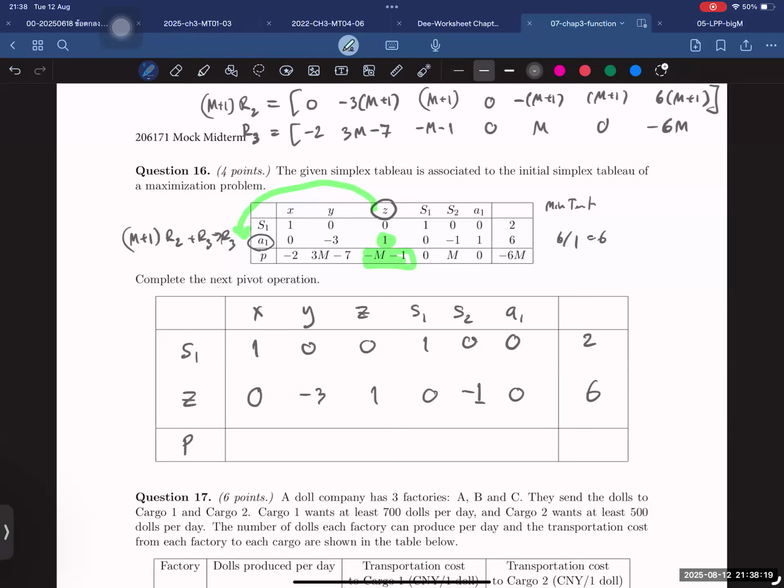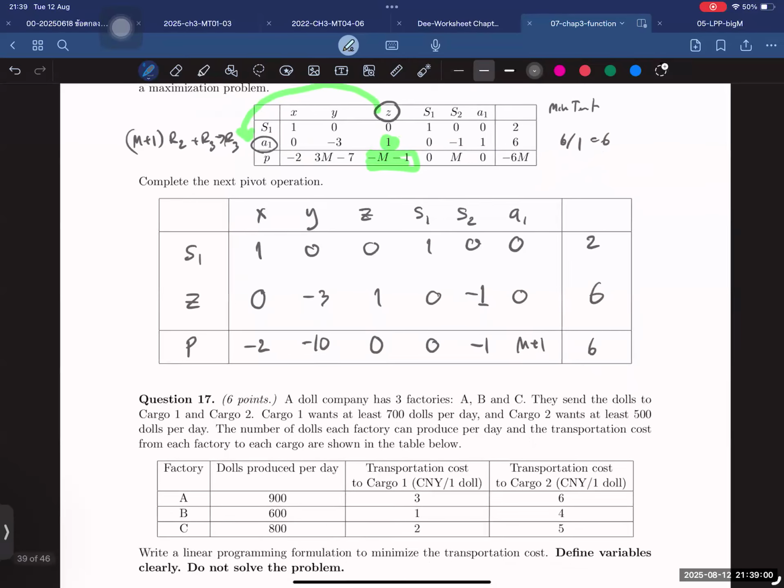So we combine these two, we're going to get negative 2. So we got negative 3M, this is gone, and negative 3, negative 7, so it's negative 10, right? And here, negative M and plus M is gone. So 1 minus 1 is gone, so 0. The next one is 0. The next one is negative M and plus M, so we got negative 1. And we got M plus 1. The last one, 6M minus 6M, so we only have 6. So that is your next step of simplex.